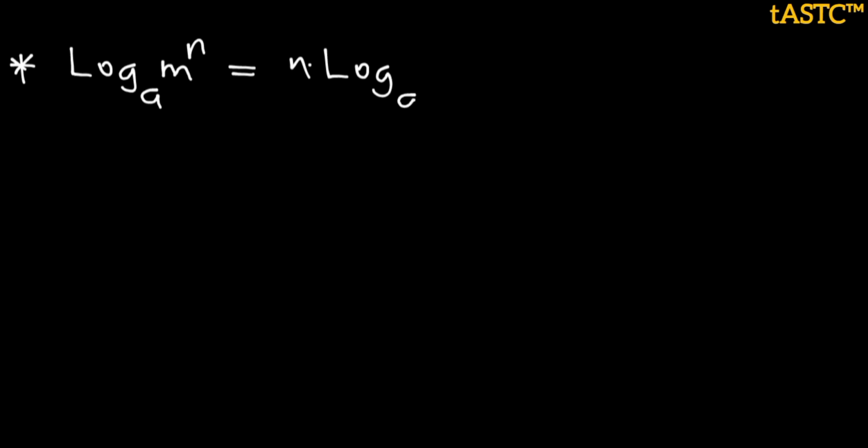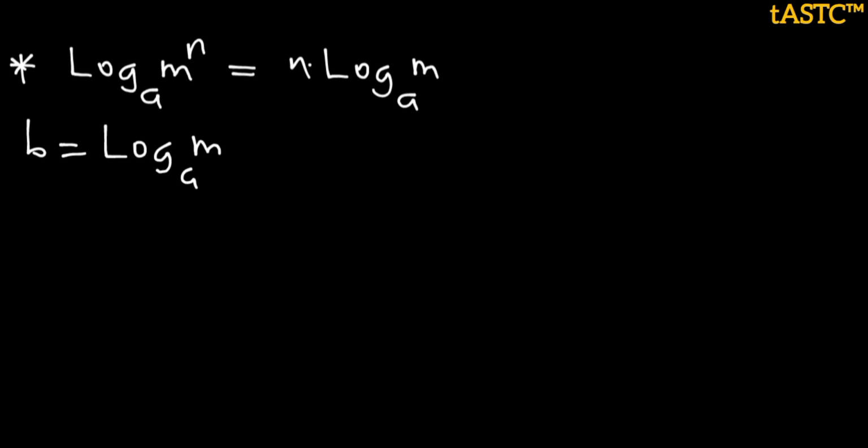Here is the next law. If you had log to the base a of m raised to the power of n, that is going to be equal to n multiplied by log to the base a of m. Now we're going to try to prove this also. So the first thing I'm going to do, I would actually make b to be equal to this stuff. So that is going to be equal to log to the base a of m.